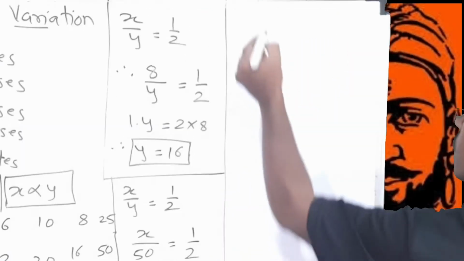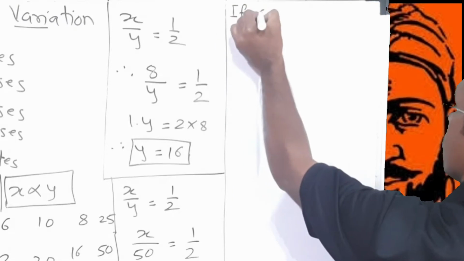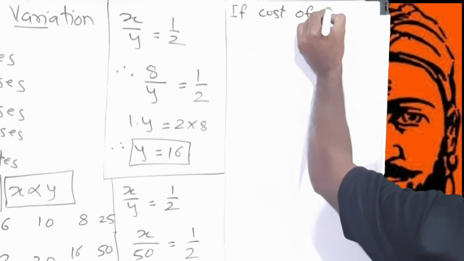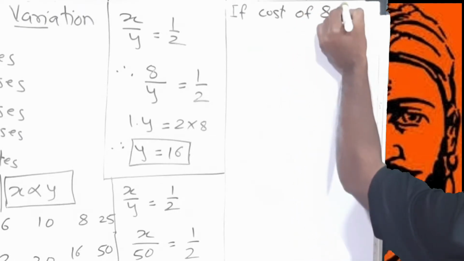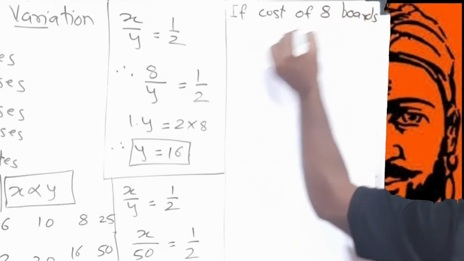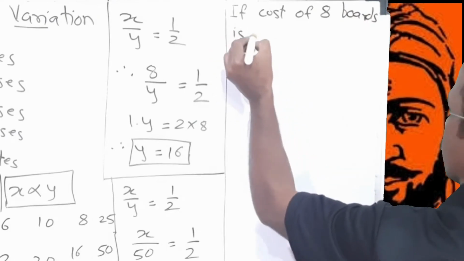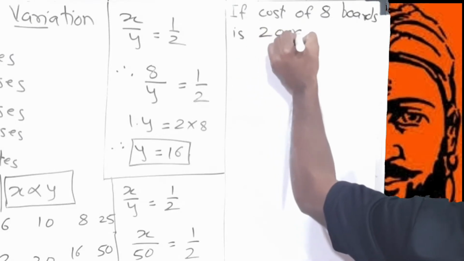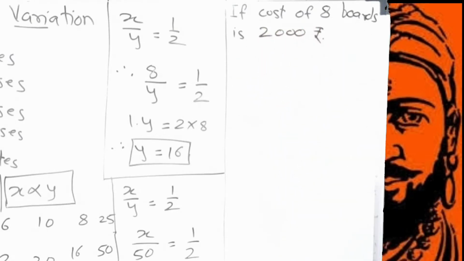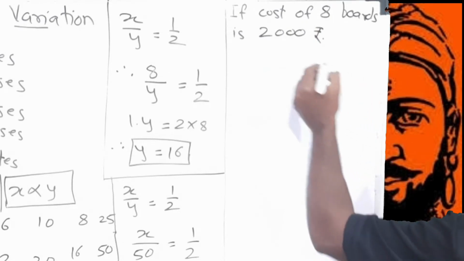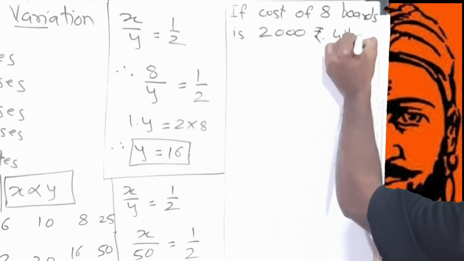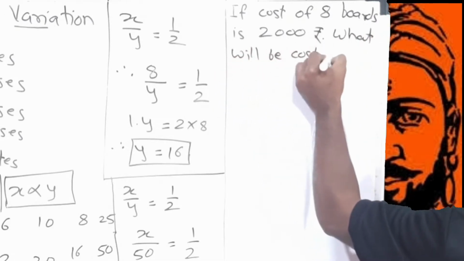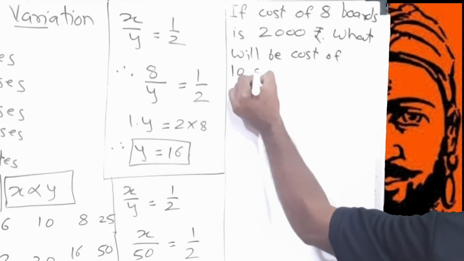The example is, if the cost of 8 boards, or toys, or whatever, is 2000 rupees. Okay, how much will be the cost of, what will be the cost of 10 such boards?